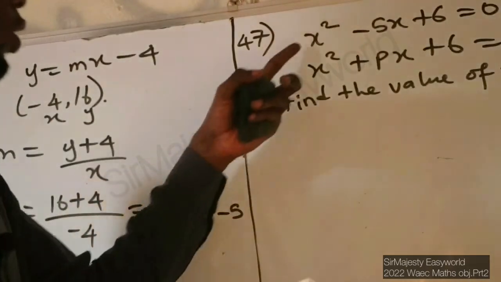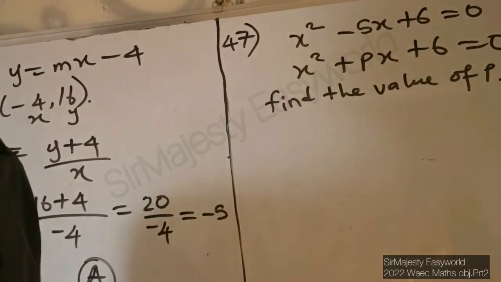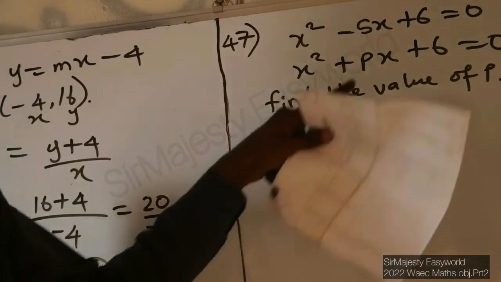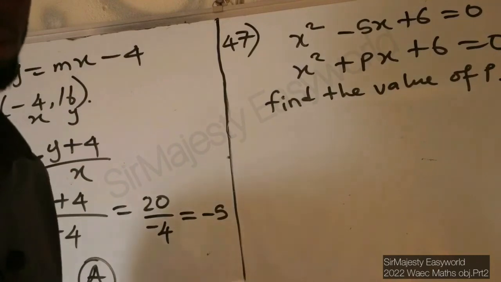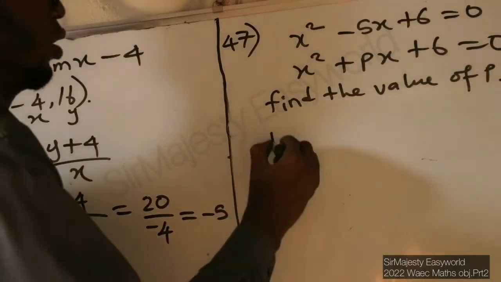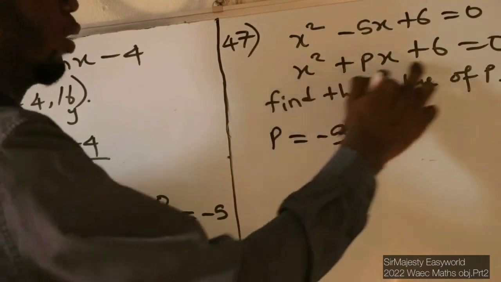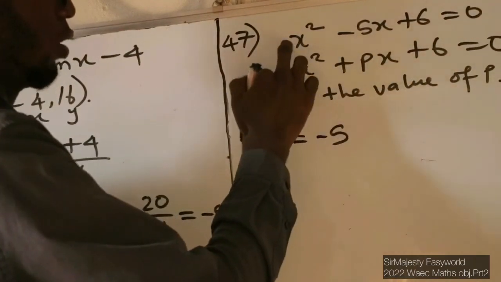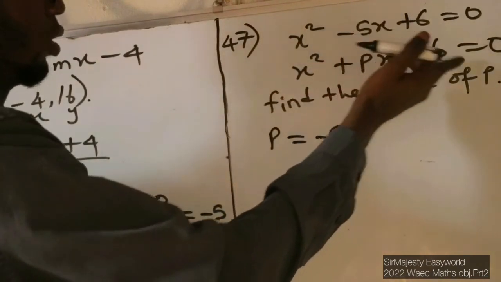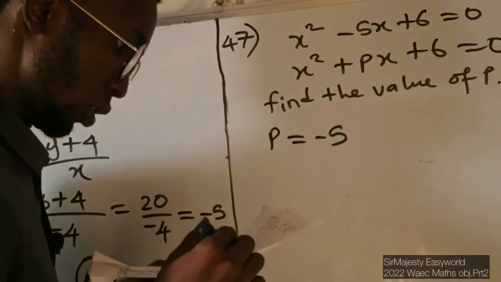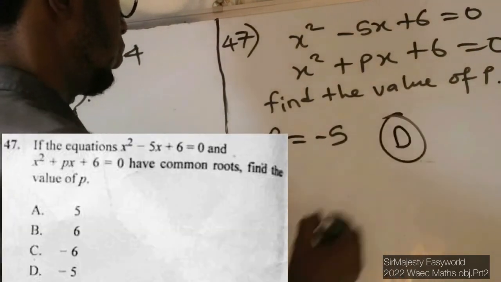So it says if this equation and this one here have the same roots, that means if they are the same equation, what is the value of p? This question, obviously, is a bonus question. It's just there to give marks to the people. Everybody knows that p should be minus 5, because if you put minus 5 here, then this becomes exactly the same as the first one, x squared minus 5x plus 6 equals 0. So the answer here is D, minus 5.